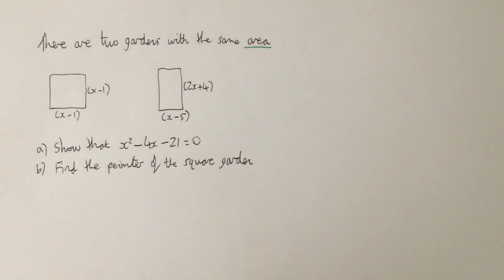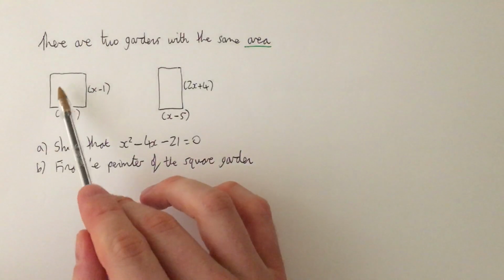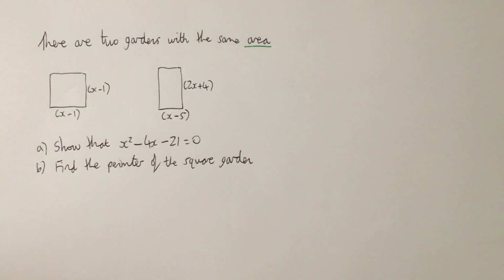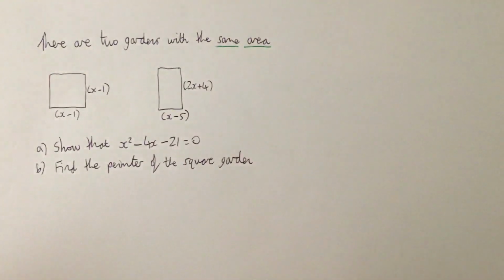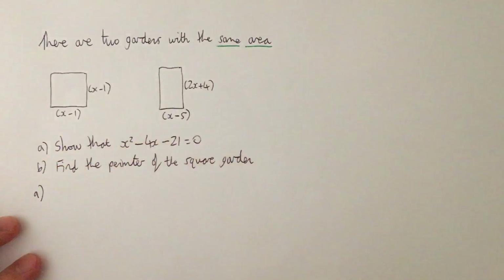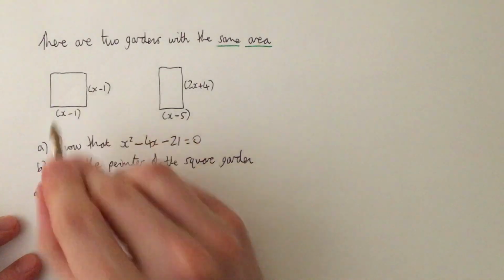And the second we see the word area, we think, well, let's just find the area of that and the area of that. That's literally what we have to do. Now, we know that they're going to end up being equal because they're the same area. So let's do that. So part A. Let's get the area of that.